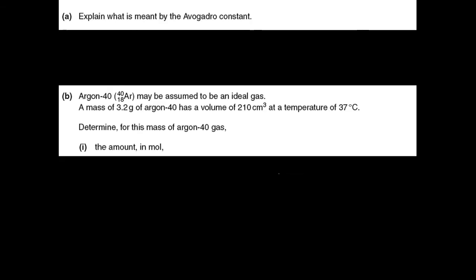Explain what is meant by Avogadro constant. It is number of atoms in 12 gram of carbon 12.